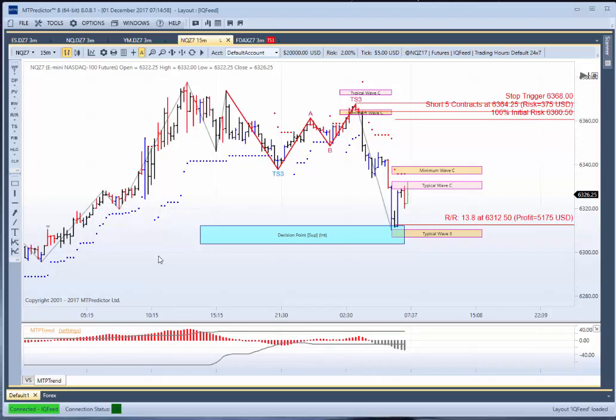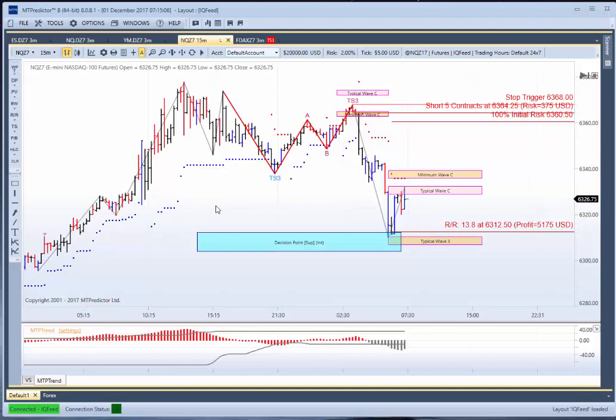Again, this shows you that MTPredictor is not just a black box system. We don't like trading it like that because we know markets go in cycles, and you shouldn't be trading any system 100% of the time anyway. You should only be trading when the pattern is clear. But this is a good little tip.